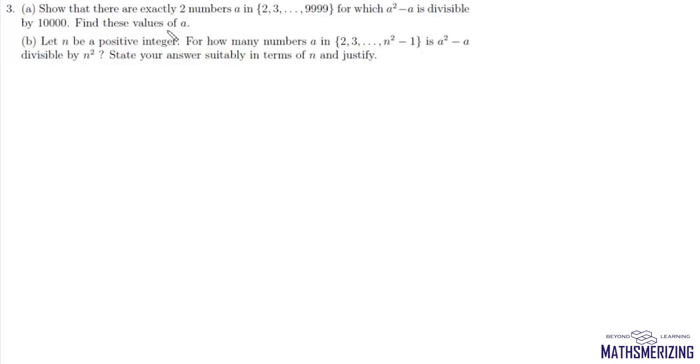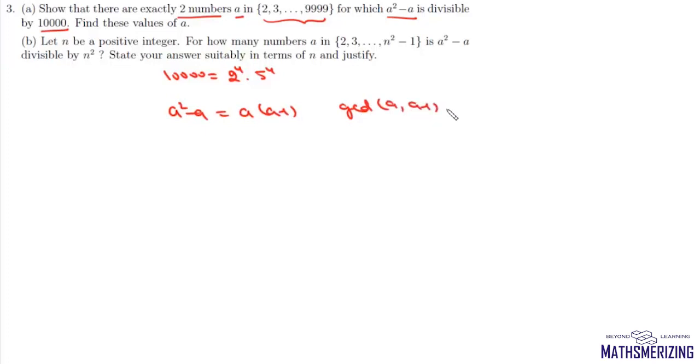Now question number 3 is, show that there are exactly two numbers a in 2, 3 up to 9999 for which a square minus a is divisible by 10,000. Now we know that this 10,000 is 2 to the power 4 into 5 to the power 4. And we can write this a square minus a as a into a minus 1. Now we know that GCD of a and a minus 1 is 1. That is, a and a minus 1 are relatively co-prime. So we have two cases.